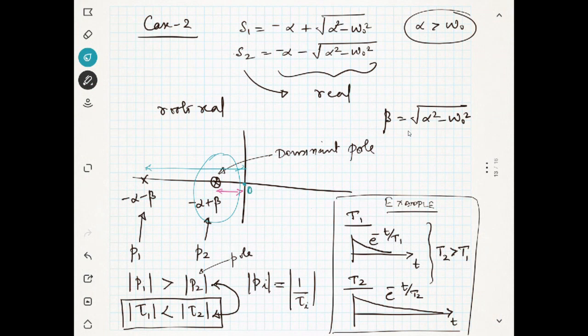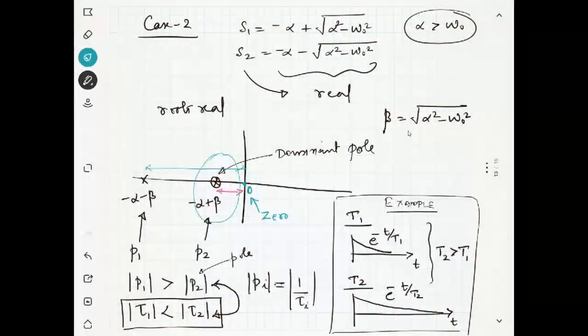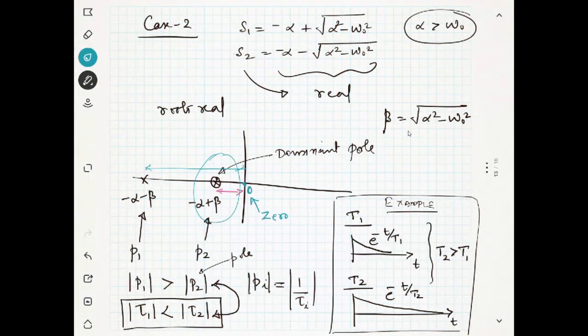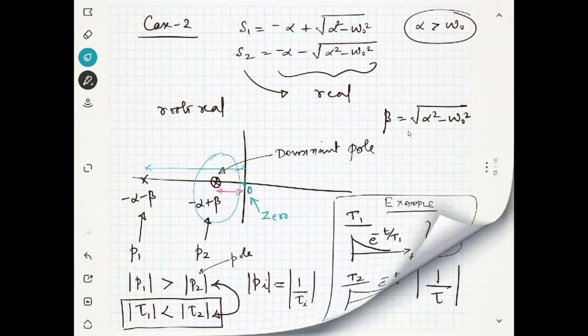This is your 0, right? Am I correct? Yes, sir. So the pole which is very close to 0 will always dominate. Is it clear? The pole which is very close to 0 will always dominate. Got the point, sir. Okay, I think that is clear to you.